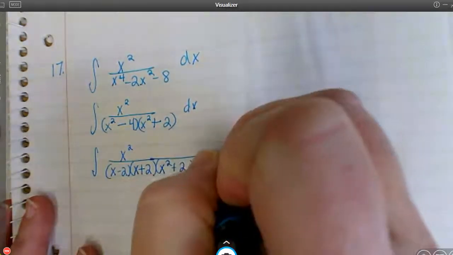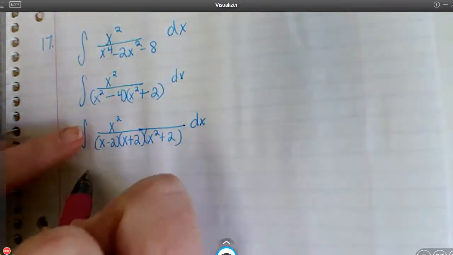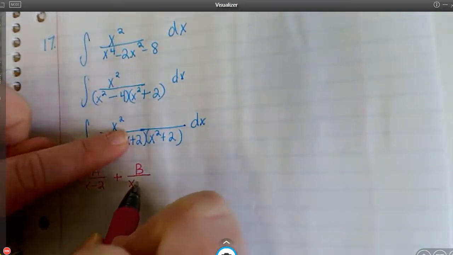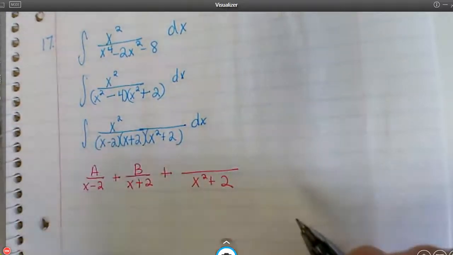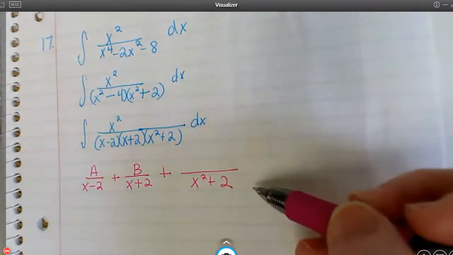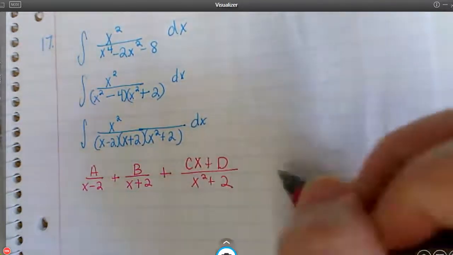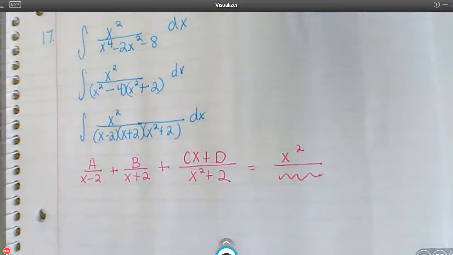And so I have this. Now, to set this up, what we would do is we would say A over x minus 2, B over x plus 2, and then this x squared plus 2 part, that's the part where you have to do the Cx plus D, because that's a quadratic term. Okay? So there's actually a C and a D on this problem. And then over all that stuff, I'll just put a squiggle for now.